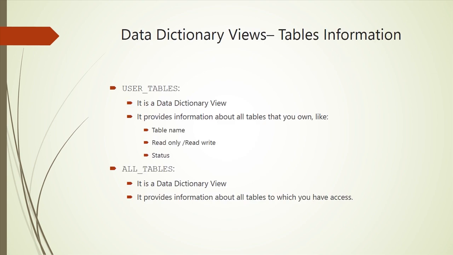In the previous lesson, we learned how to use the user_objects and all_objects data dictionary views to get information about the objects that you own or the objects that you have access to. Here we are going to learn two data dictionary views, user_tables and all_tables.